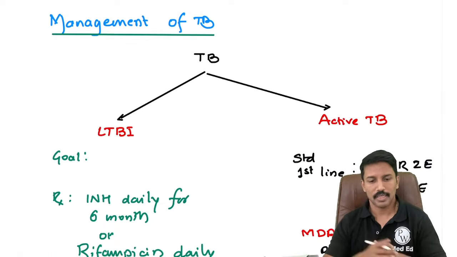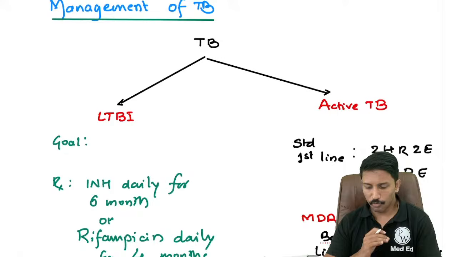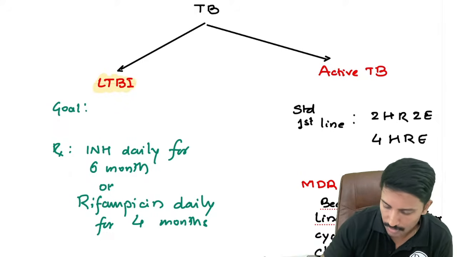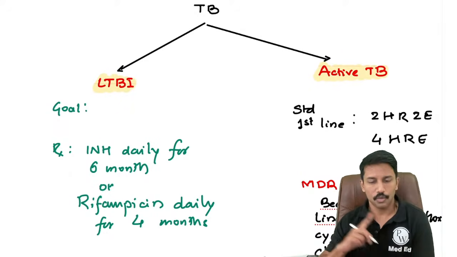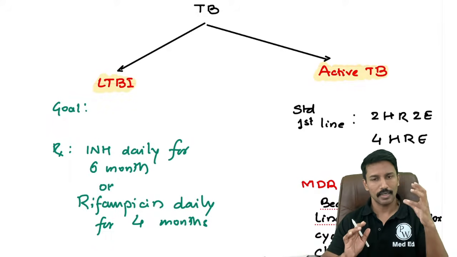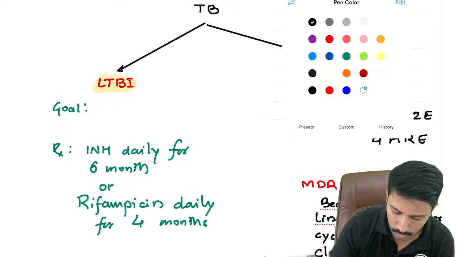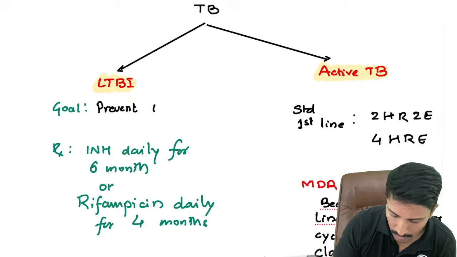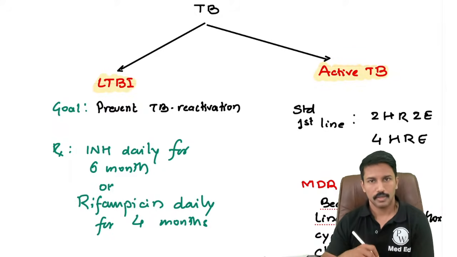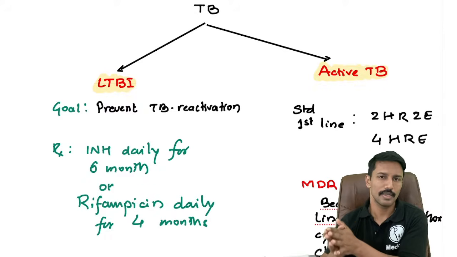Okay. Once I have established that the patient has tuberculosis, how will I manage? The management of TB depends on whether it is latent TB or active TB. Latent TB is where there are dormant tubercle bacilli in the body, with no ongoing active disease. What is the goal here? There's no ongoing active disease, right? The goal is that latent TB should not get reactivated to active TB. So the goal of treatment of latent TB is to prevent tuberculosis reactivation. On the other hand, for active TB, it is eradication or cure from the ongoing tubercle infection.